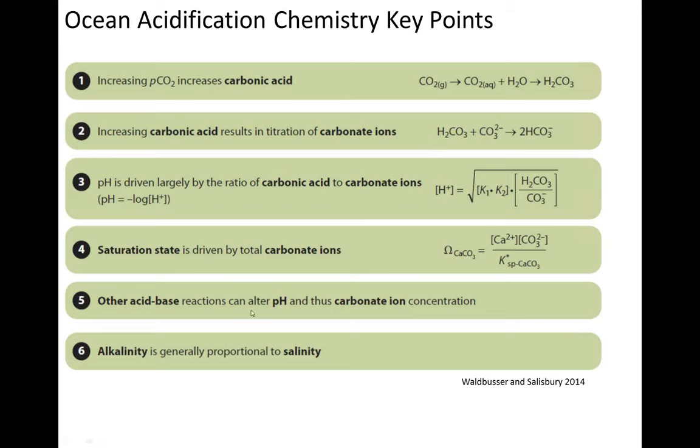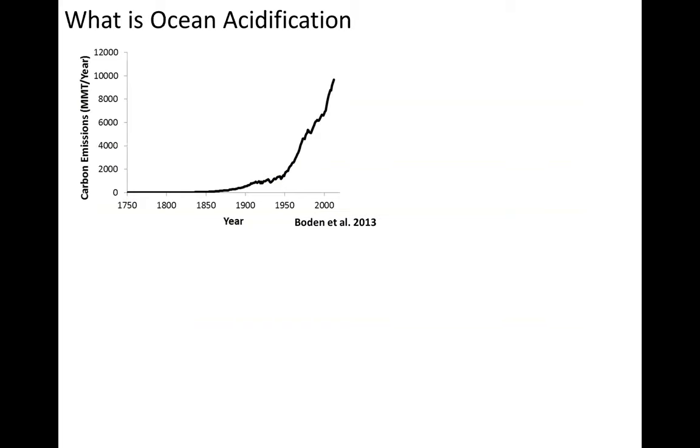And as I noted earlier, other acid-base reactions alter pH and the carbonate ion concentration. And then really importantly in the coastal zone, alkalinity is generally but not completely proportional to salinity, and there are some deviations from that. And this is probably the most visually unpleasing slide of the talk, so I'll get that out of the way here, and we'll get into looking at some more visually appealing data.